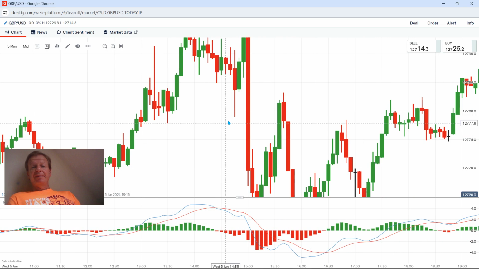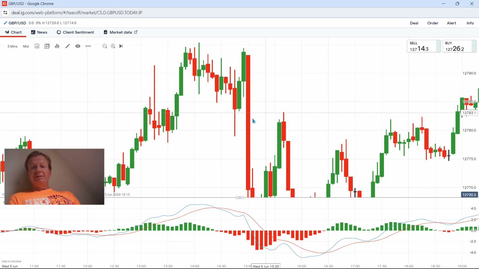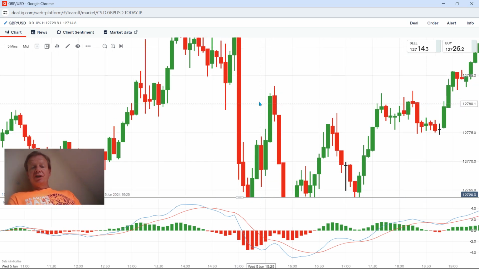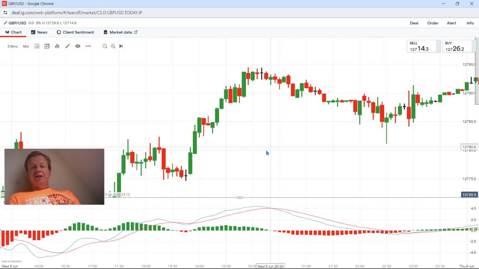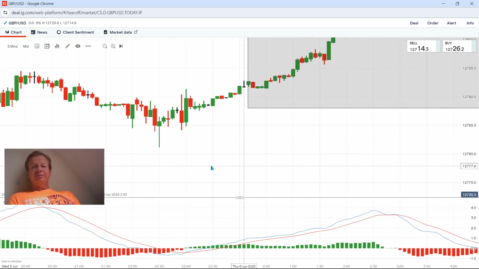And you can see the MACD actually is indicating that the price is coming down even before that, so maybe you could have got in there and traded that. But if it's a news report, I wouldn't have traded it anyway. Okay, so then we go on to Thursday.